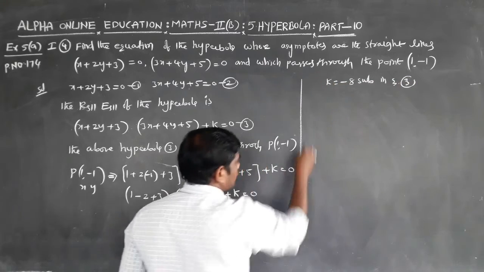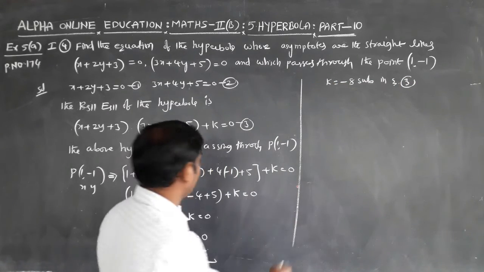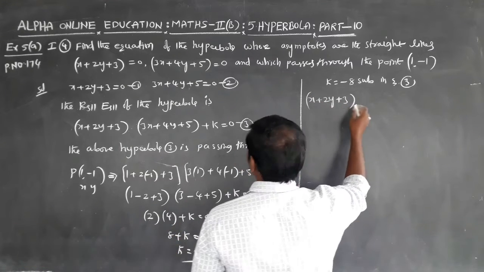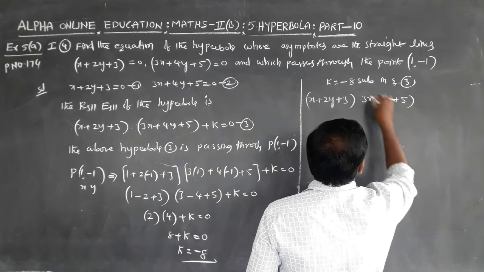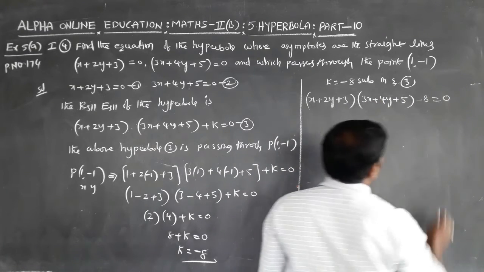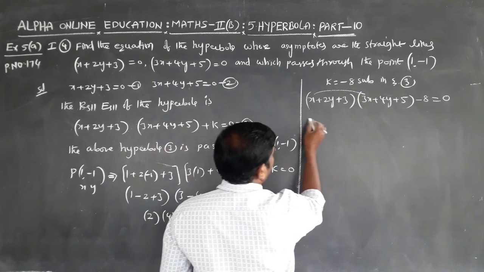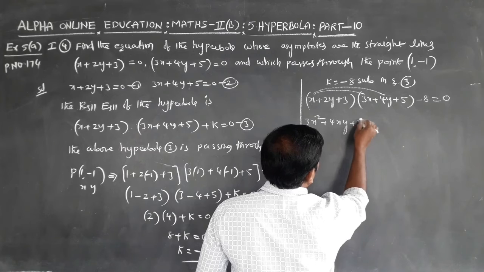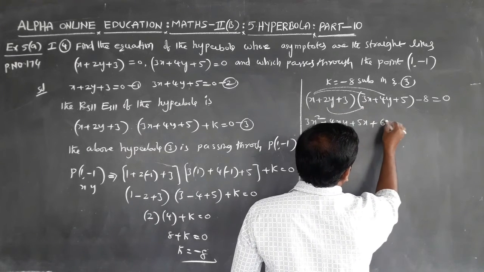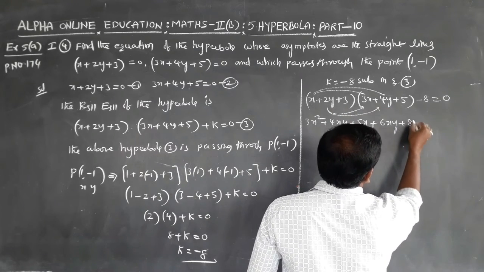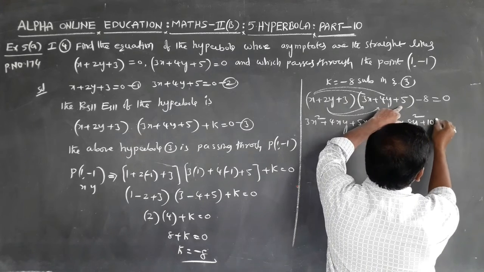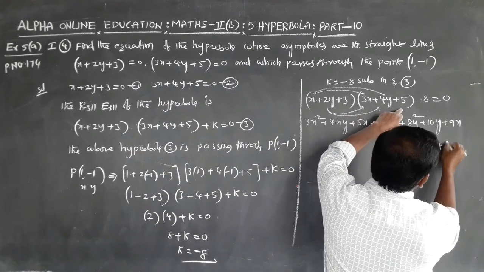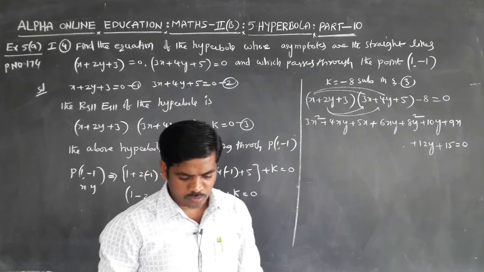Substitute in equation 3: (x + 2y + 3)(3x + 4y + 5) − 8 = 0. Expanding: x into 3x is 3x², x into 4y is 4xy, x into 5 is 5x, plus 2y into 3x is 6xy, 2y into 4y is 8y², 2y into 5 is 10y, 3 into 3x is 9x, 3 into 4y is 12y, and 3 into 5 is 15, equal to 0.